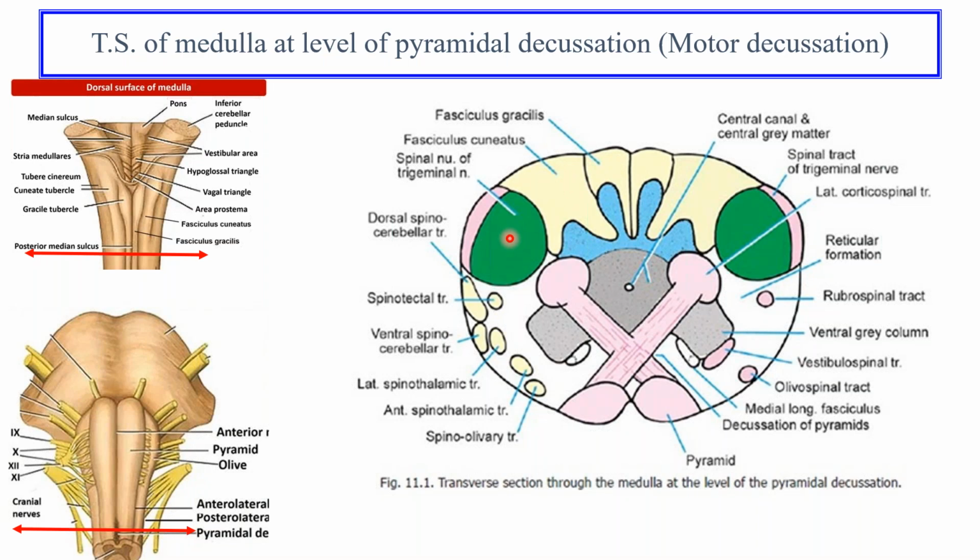nucleus of the trigeminal nerve. Now this is the central canal, or the central gray matter, because it is still the closed part of the medulla. So there will be a central canal in the center, and this is the central gray matter. Just compare this cut section with the cut section of the spinal cord that you all know how to draw. Adjacent to this area will be gray matter, and this will correspond to the ventral gray horn of the spinal cord.